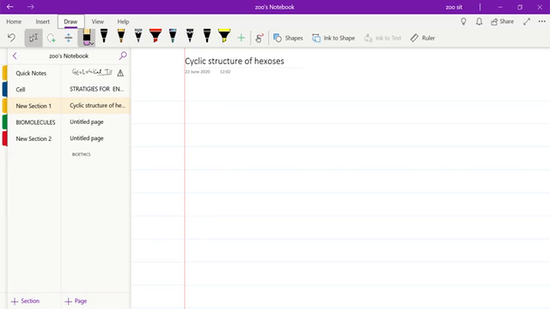Now today, in this lecture, we'll understand, in case of pentoses and hexoses, their cyclic structures, how their cyclic structure looks like. As far as the cyclic structure of glucose is concerned, for cyclic structures of hexoses we will take up the glucose molecule first. Let's understand the glucose molecule.